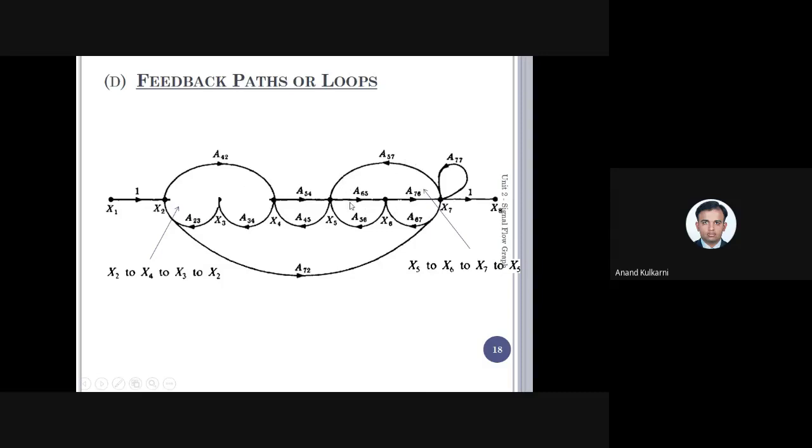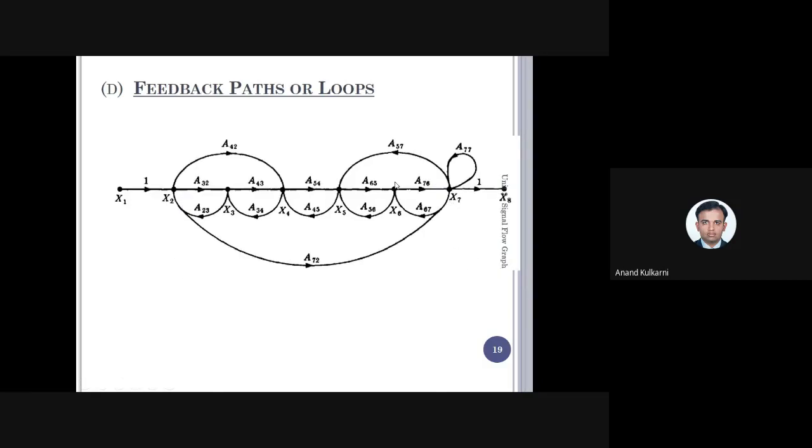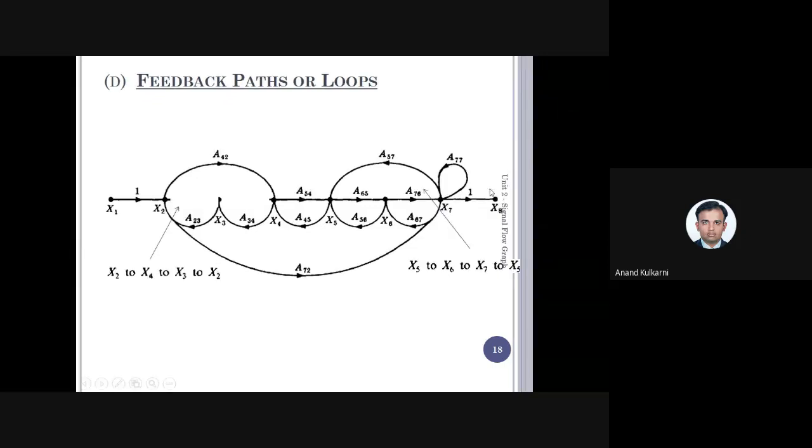So this part, the top part: from 5 to 6 it has gone, from 6 to 7 it went, and from 7 it returned to 5. So this top part is one more loop. Is it clear? Any other doubts with respect to these two?